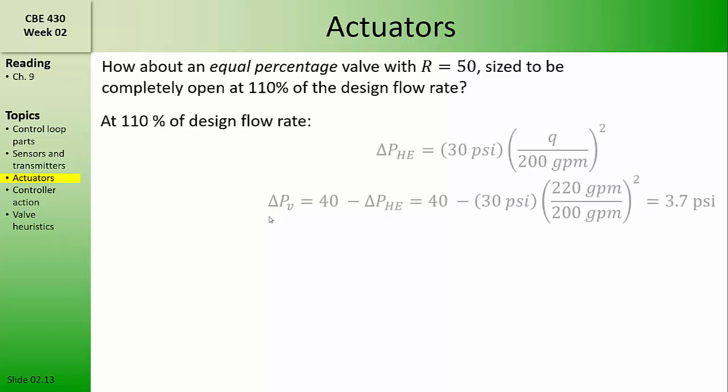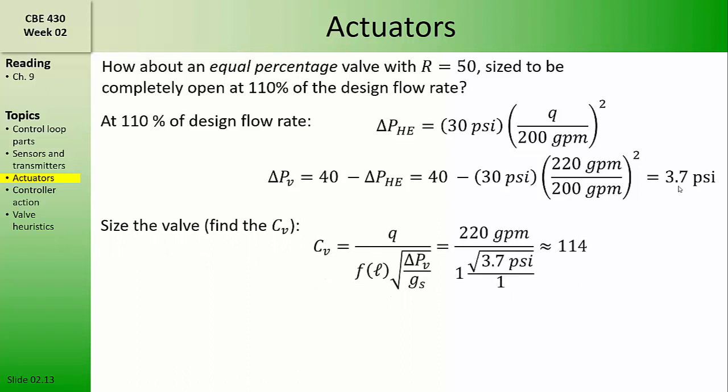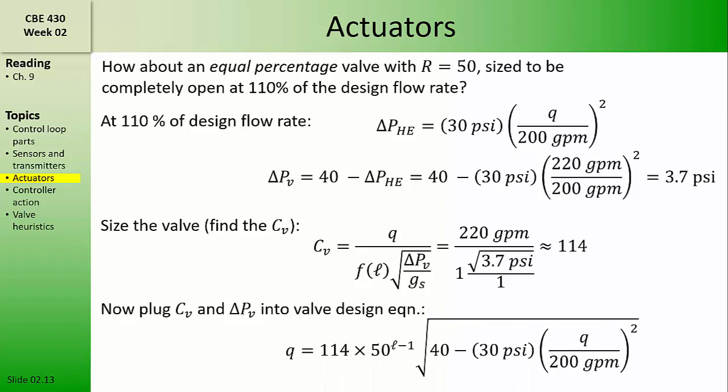At 110% of the design flow rate, the flow rate is 220 gallons per minute. At this flow rate, the delta P across the valve is 3.7 psi. We can use this to find the valve coefficient, CV, and we find that the size for our valve should be 114. Now again, we plug the CV and our equation for the delta P across the valve into the design equation, and we get a relationship that looks like this, relating Q to L. This is an implicit equation for Q as a function of L that we can solve numerically.